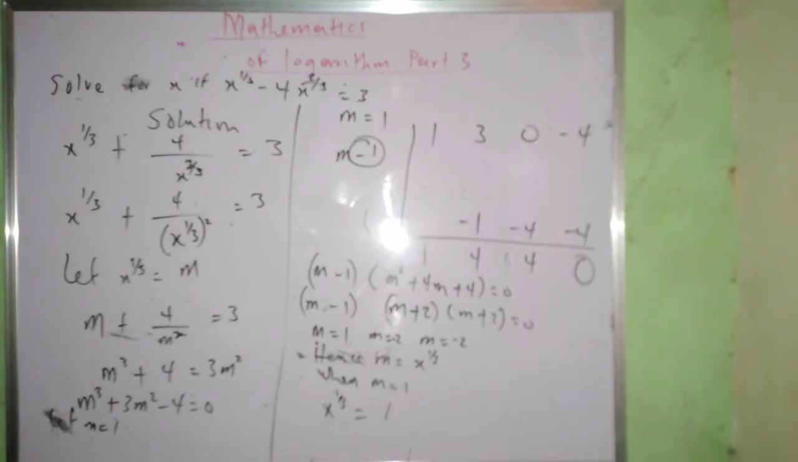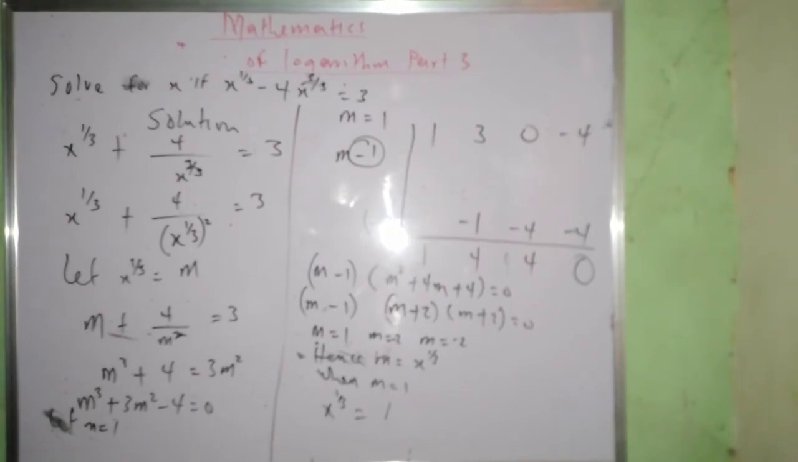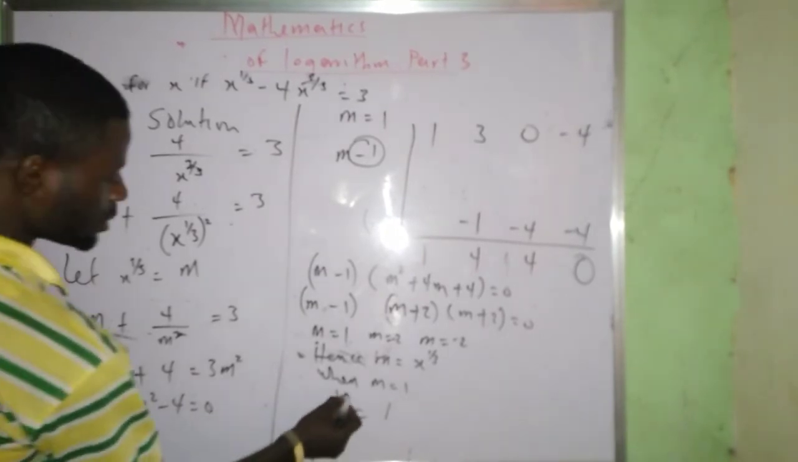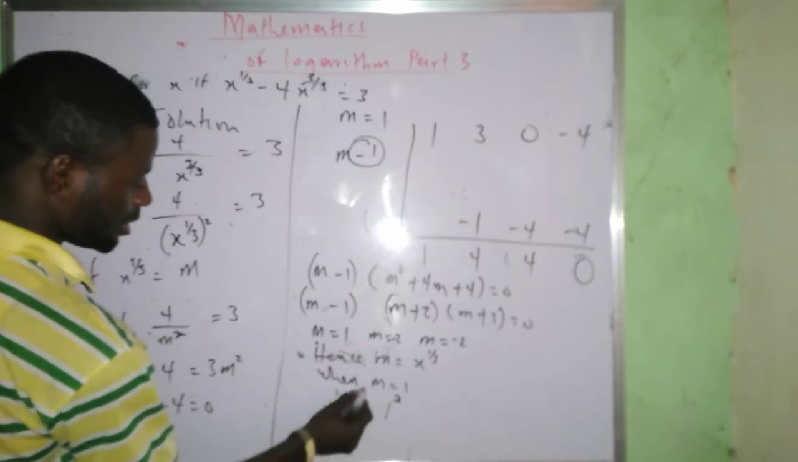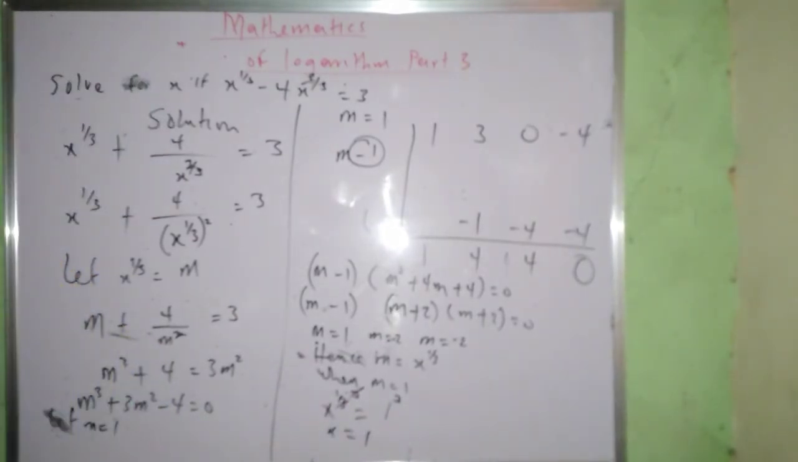Now, I can say 1. Okay, since I have 1, what I will just do is multiply both powers by 3. This will cancel this. It means my x equals 1. Now, I will move on again.